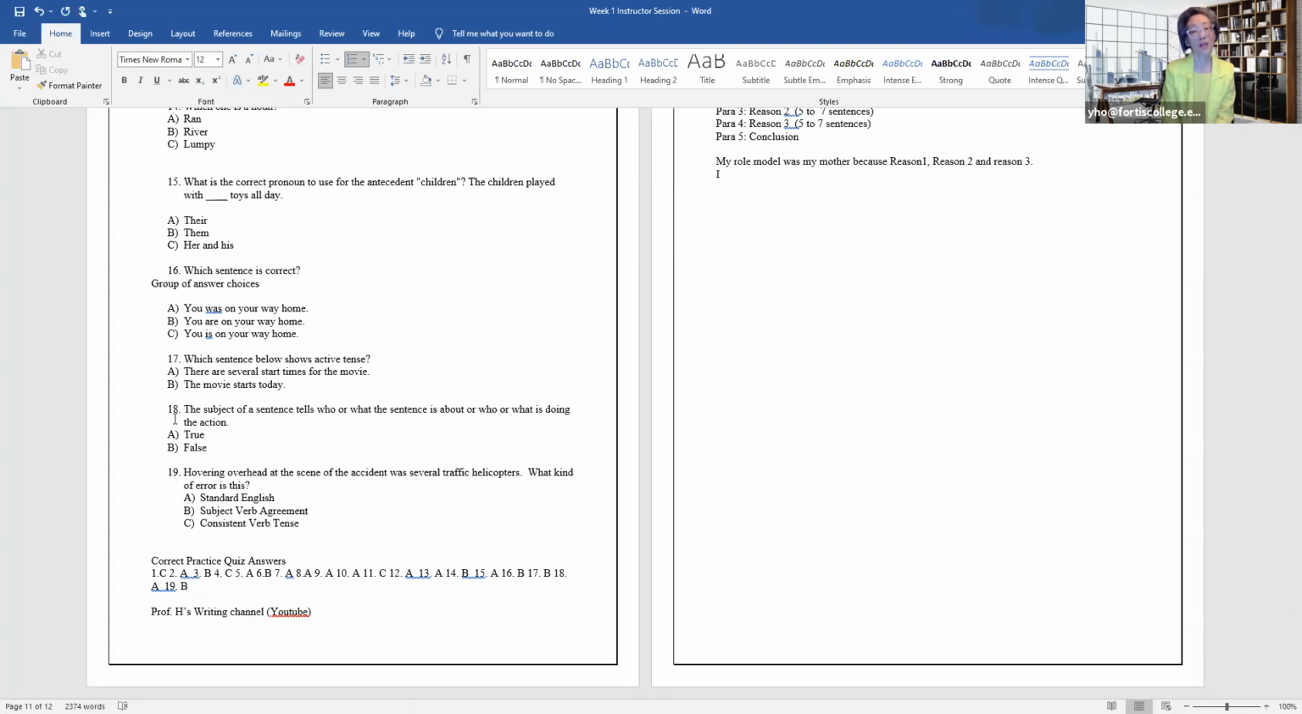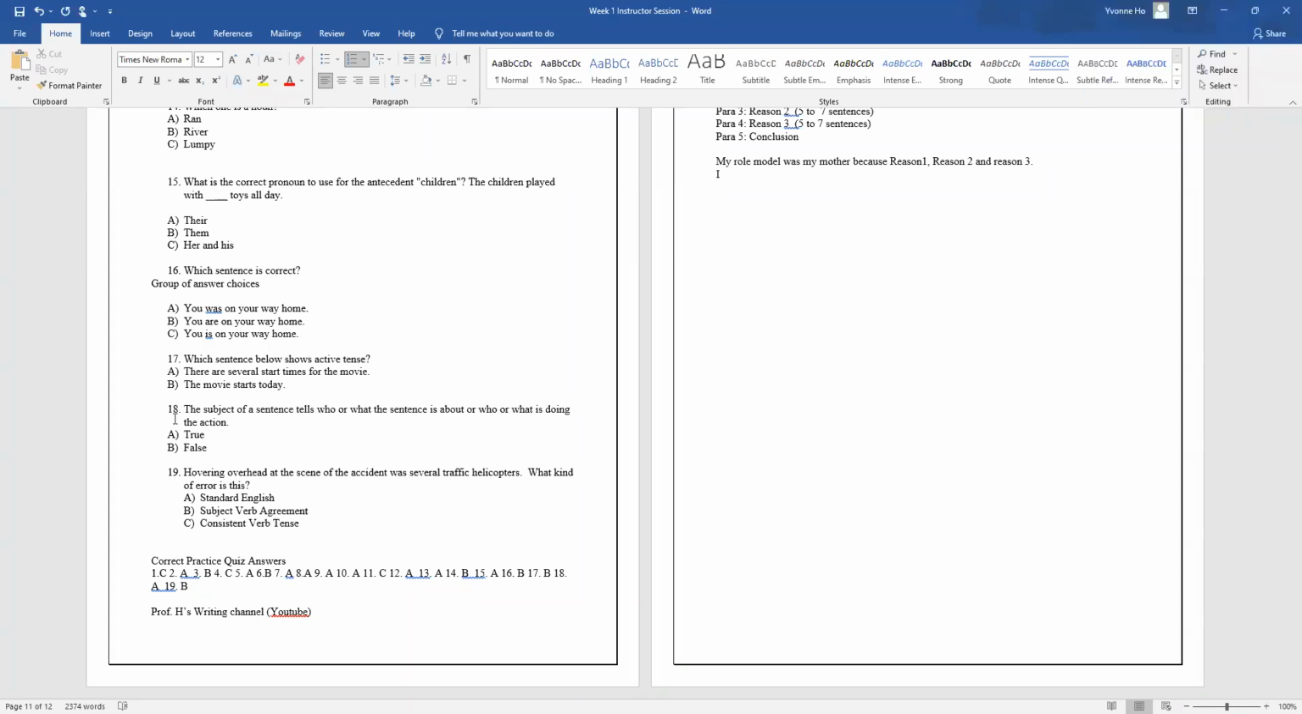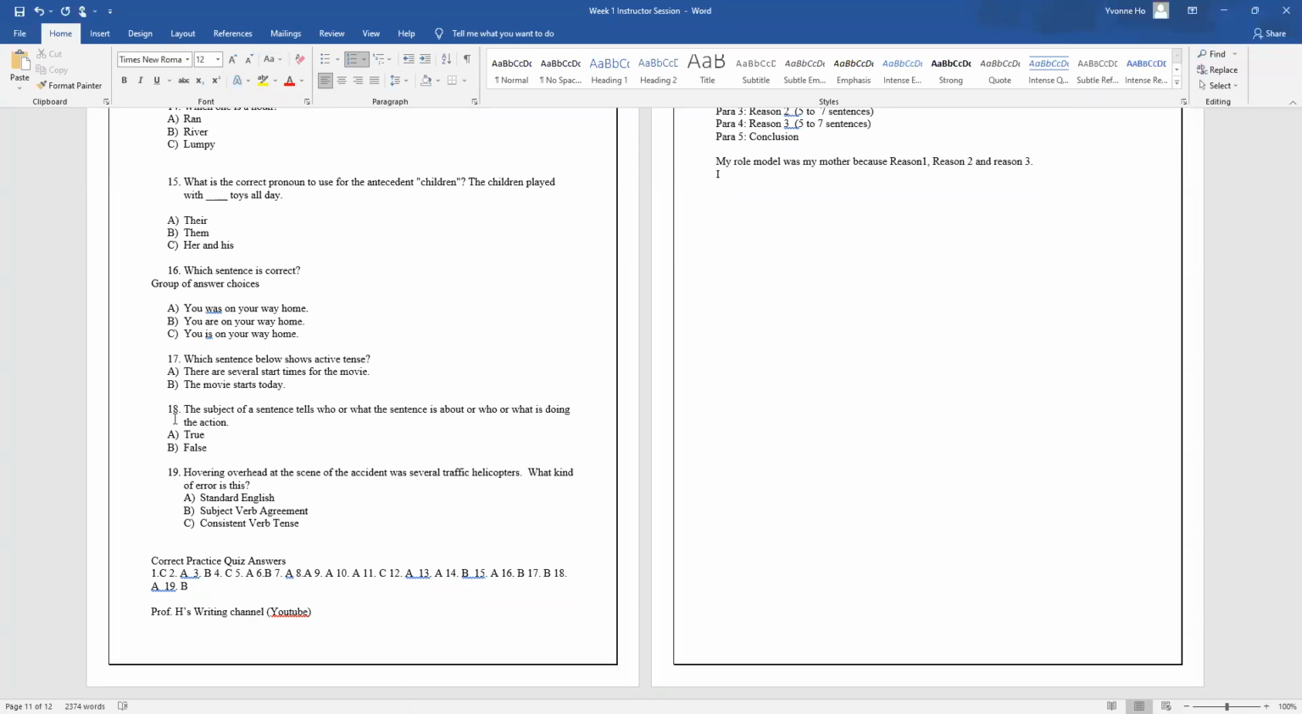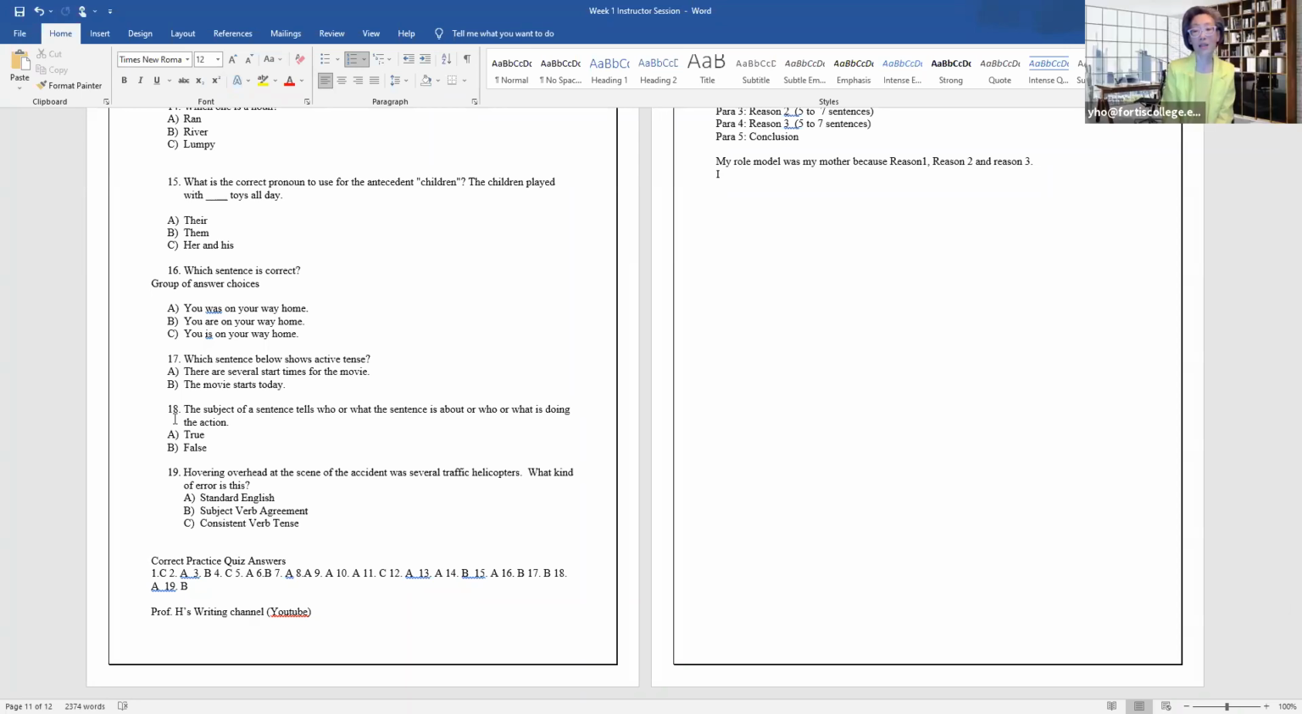Which is the correct one? B, excellent. Which sentence below shows active voice? Andy, A or B? Which shows active voice? B. And number 18, Gail.